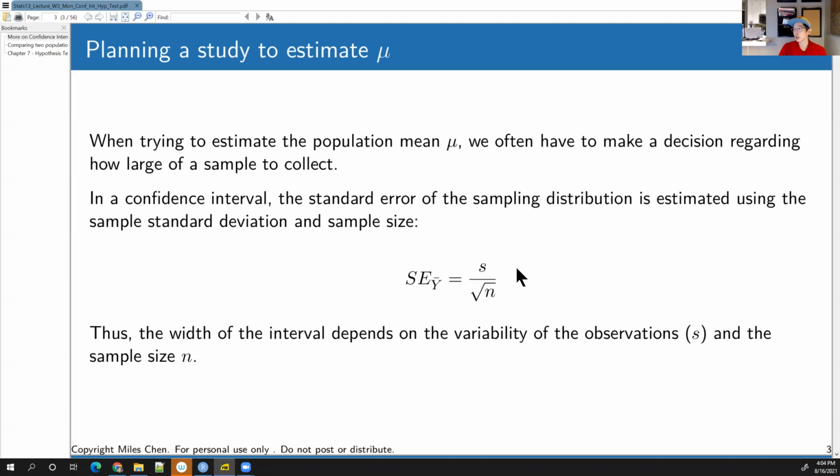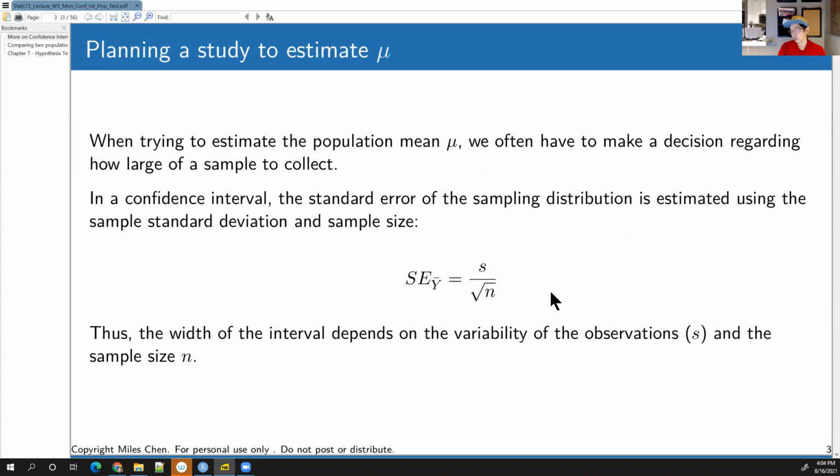So, whatever population we're looking at, you might have a big s, you might have a little s. We don't have much control over that, but we do have control over how much data we are going to collect. We have control over our sample size n.